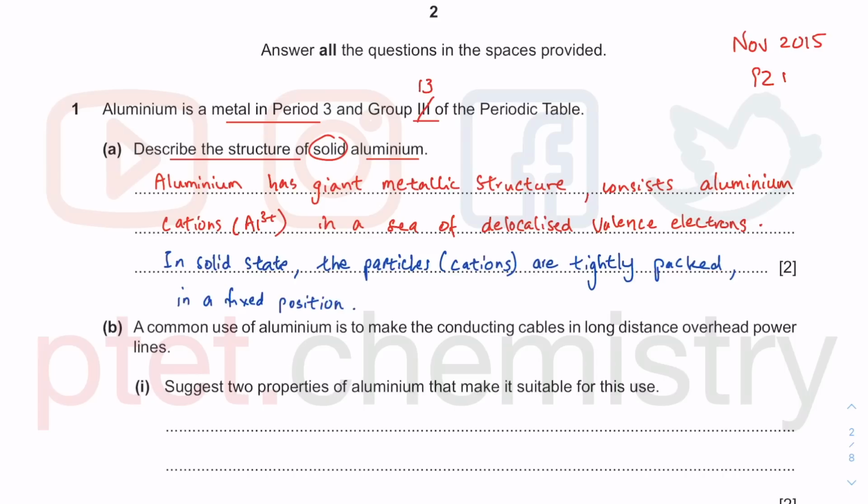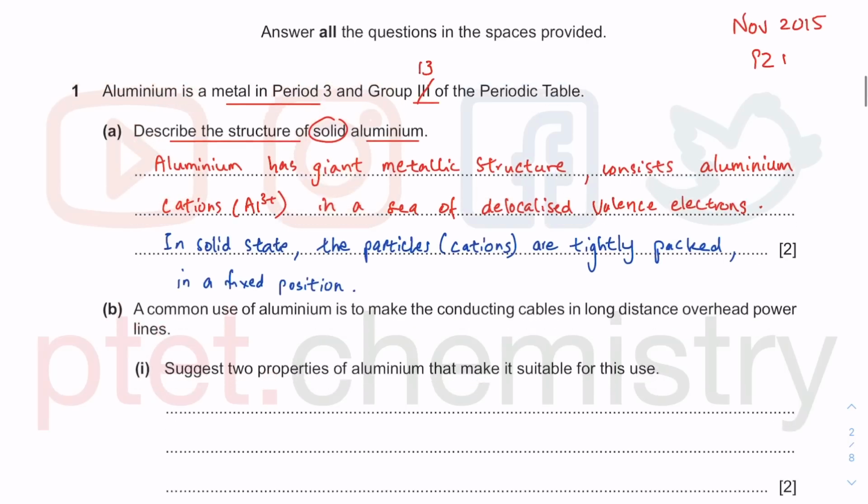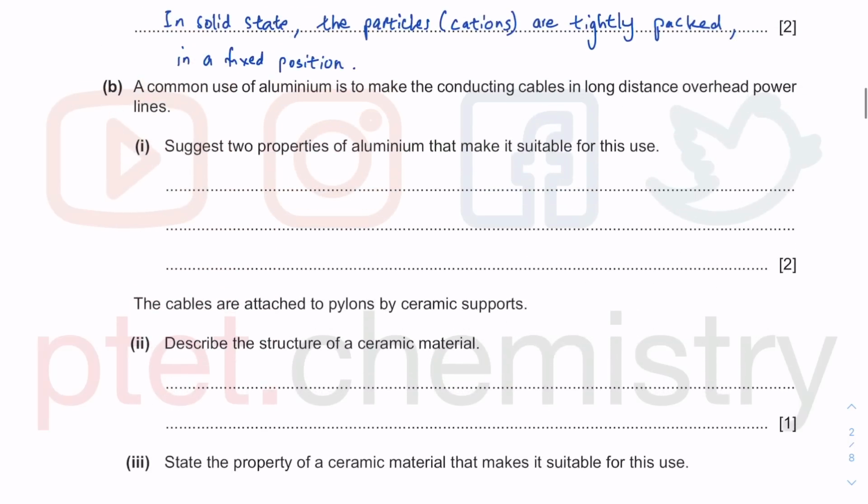However, metals do conduct electricity, not because of the cations as they don't move. It's the delocalized valence electrons that are free to move around. In part B, a common use of aluminium is to make conducting cables. Obviously, they conduct electricity. So suggest two properties of aluminium that make it suitable for this use.